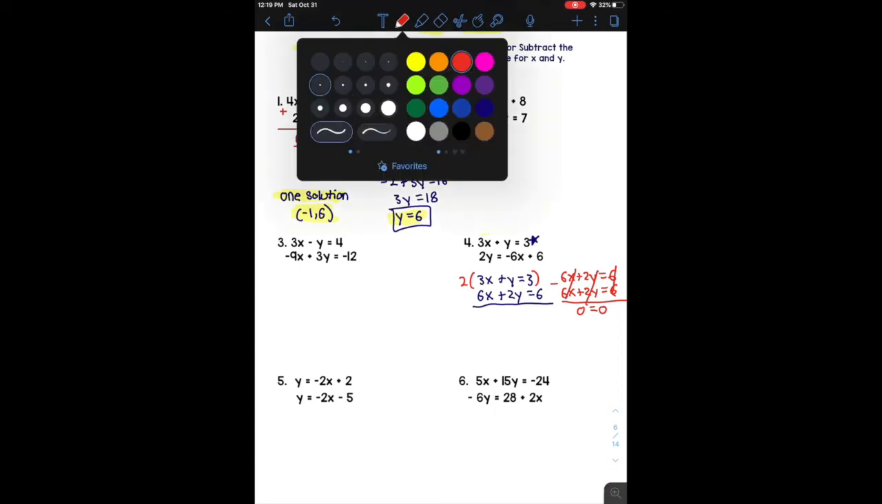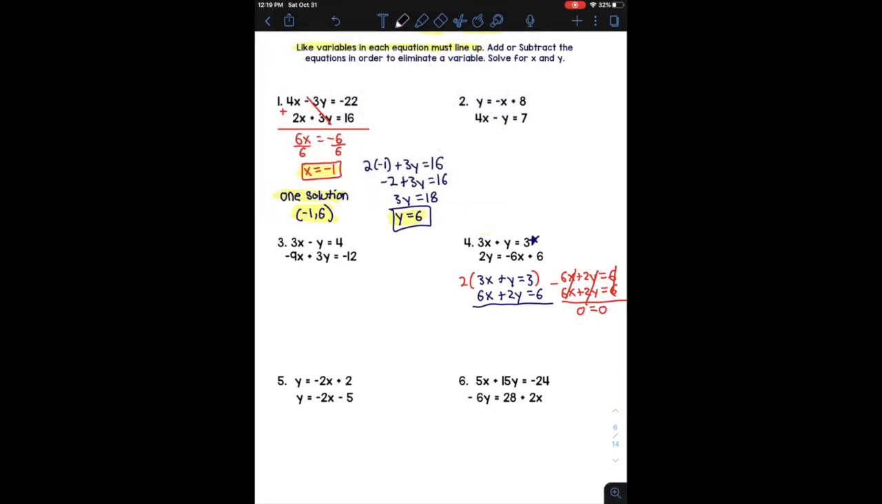Since in this case our variables eliminated, and we got the expression 0 equals 0, which is true, I know that this would represent many solutions. If I were to graph both of those equations on the coordinate plane, it would show that they would be the same line on top of each other with many ordered pairs in common.